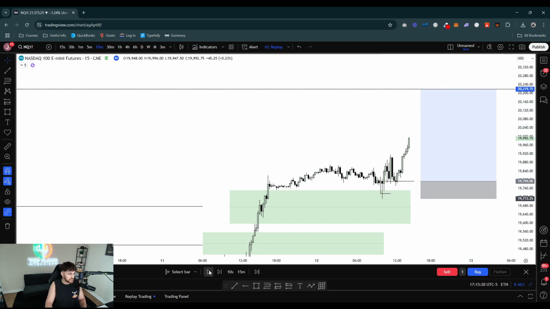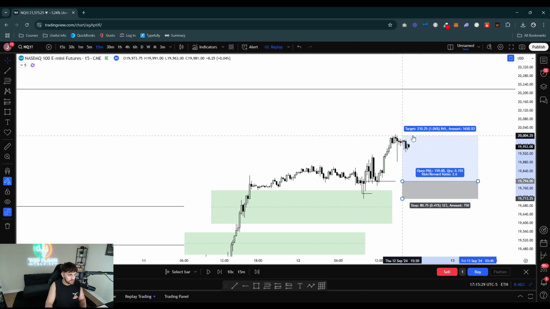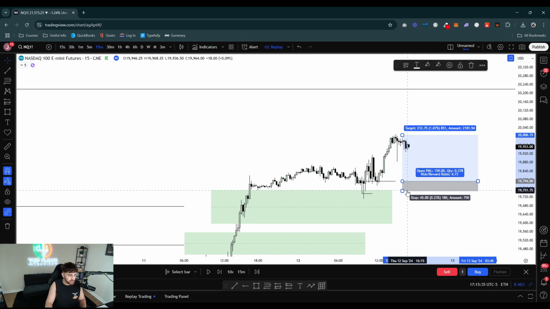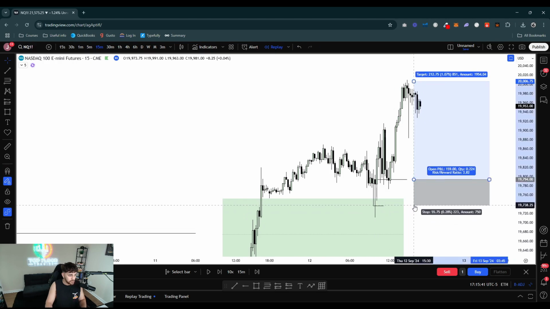Obviously, I don't know if price is going to get all the way up there on this day, but you would want to start trimming as price gets up to here, because this is already like 212 points. This is already insane. And you can even fractalize this more. You can make your stop even tighter. You could put it down to this low here, because I know this is a pretty big stop.